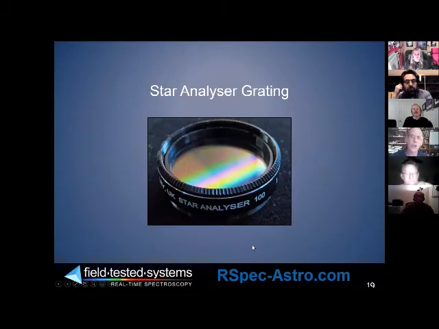It's a 1.25 inch grating. I'm just unscrewing it from its mount here, just like this. It splits the starlight because it's got many lines adjacent to one another. It's only $200.